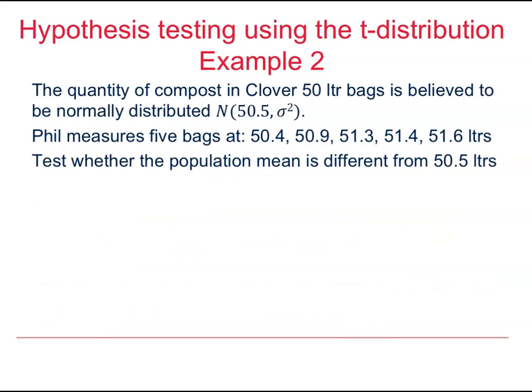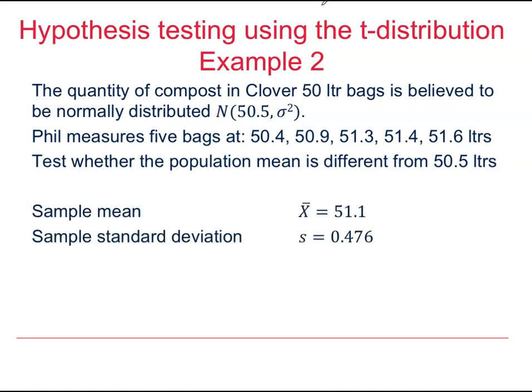Please pause the video to read example 2. Calculate the sample mean and standard deviation using your calculator, and write down the null and alternative hypothesis. You should find that the sample mean x bar is 51.1 and the sample standard deviation is 0.476. In the calculator you may see Sx and sigma x. Now the one you want is Sx, you do not want sigma x.